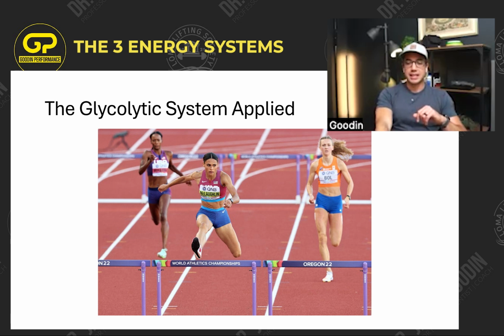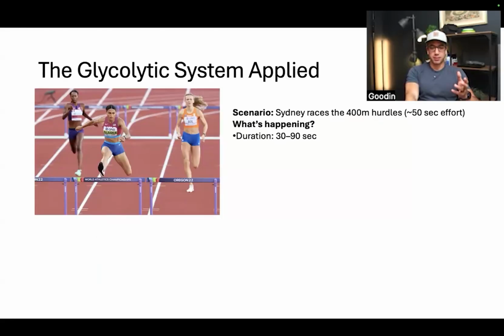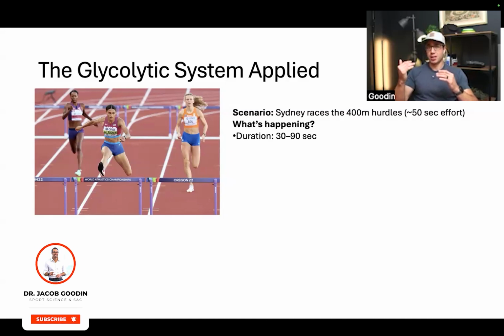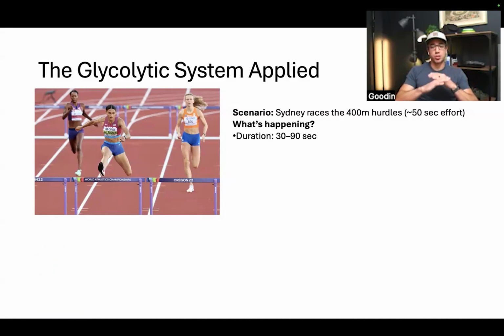All right. So let's say that Sydney is racing the 400-meter hurdles. Okay. Let's talk about what's happening. Okay. So the duration between 30 and 90 seconds. I mean, it's never going to be 30 seconds, but I'm just giving you the range. The range of duration of this glycolytic system. Now, if you extend past 90 seconds, it's still glycolytic and anaerobic, but we see more aerobic factors really starting to kick in because you cannot sustain as high of intensity. We're going to talk about the inverse relationship between those two in a little bit.